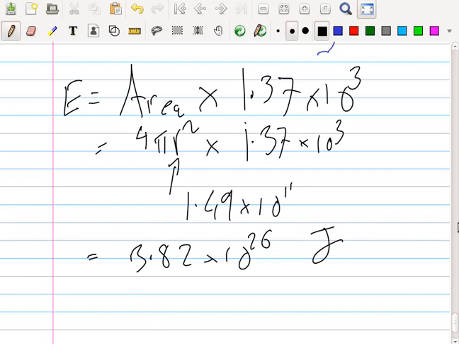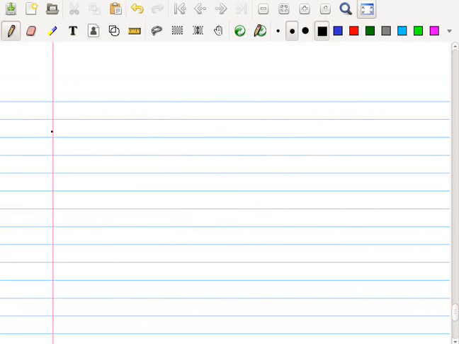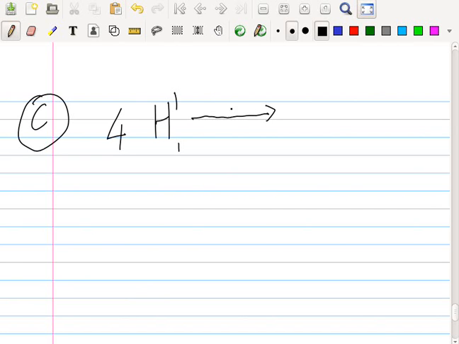Got it? Yeah. Okay. Now, part C. You have this process inside the sun. What happens inside the sun is 4 hydrogen-1 atoms fuse together. Do you remember this word, fusion? Yep. And out comes a helium-4, plus some energy.